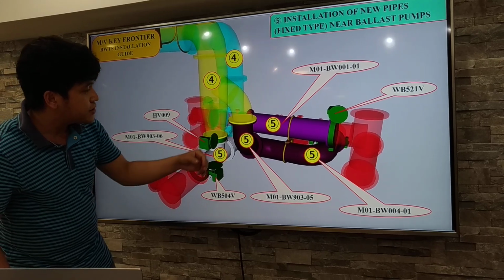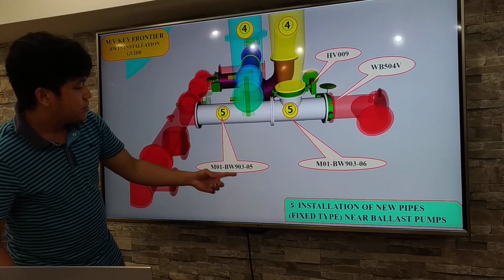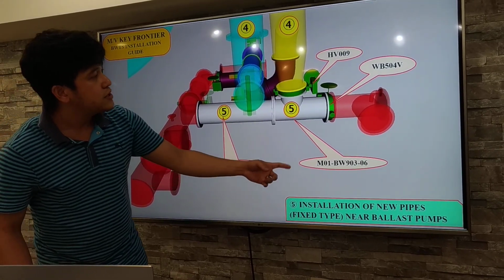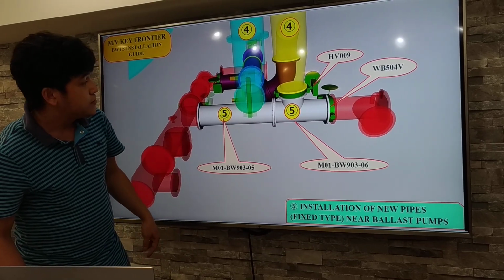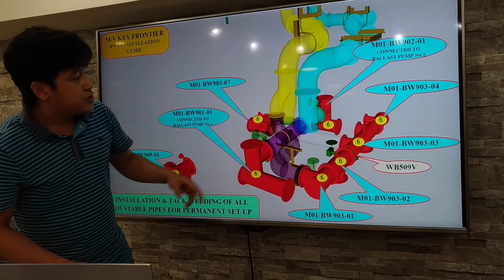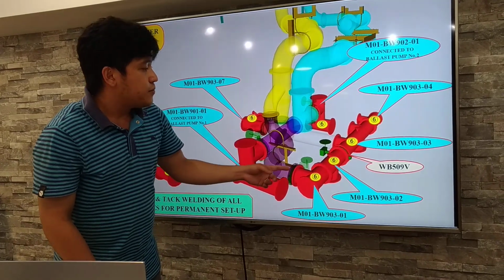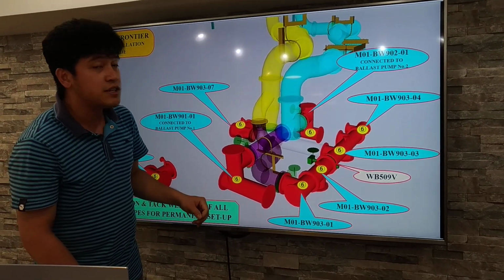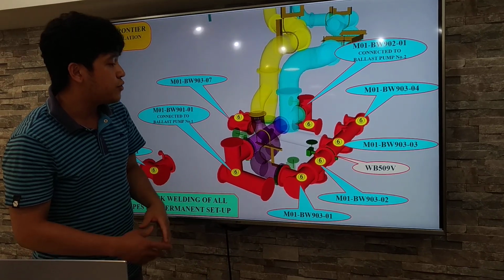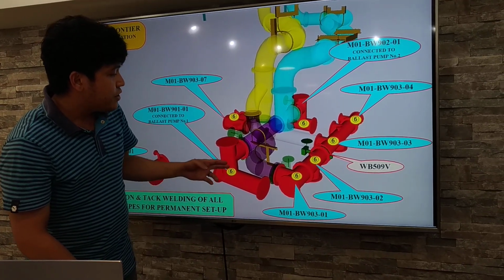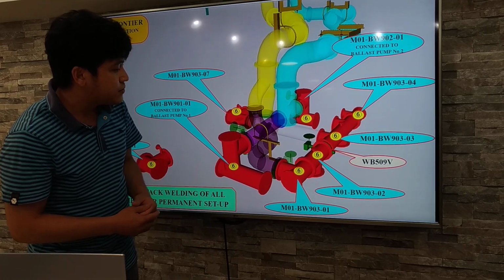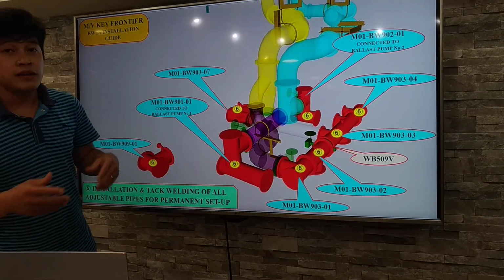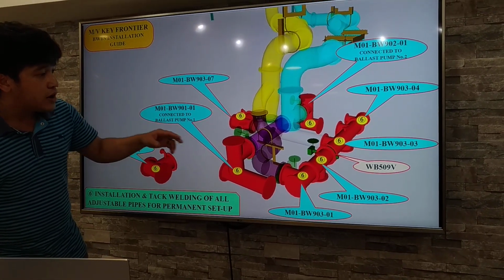And we go to the other side, 90305, 6, and the valves connected to it. After installing these fixed pipes, we will now proceed to the adjustments and the tack welding for the adjustable pipes.